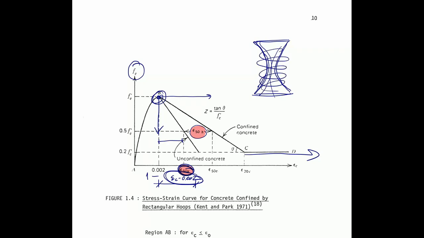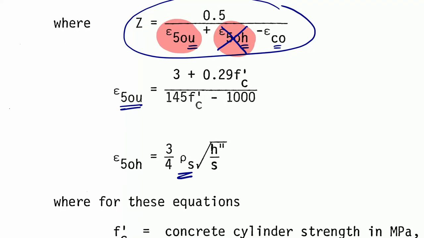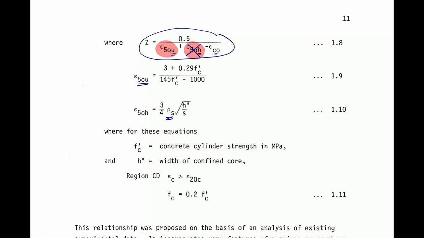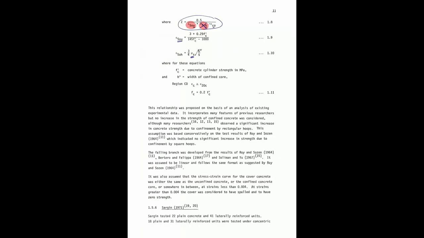But if you confine, okay, this thing just comes out later, and some models can even give you an increase in post-crushing capacity. Of course, that's why they incorporate the rho S in there. Hoop depends on diameter, depends on spacing. You've got to look at the definition of rho S.